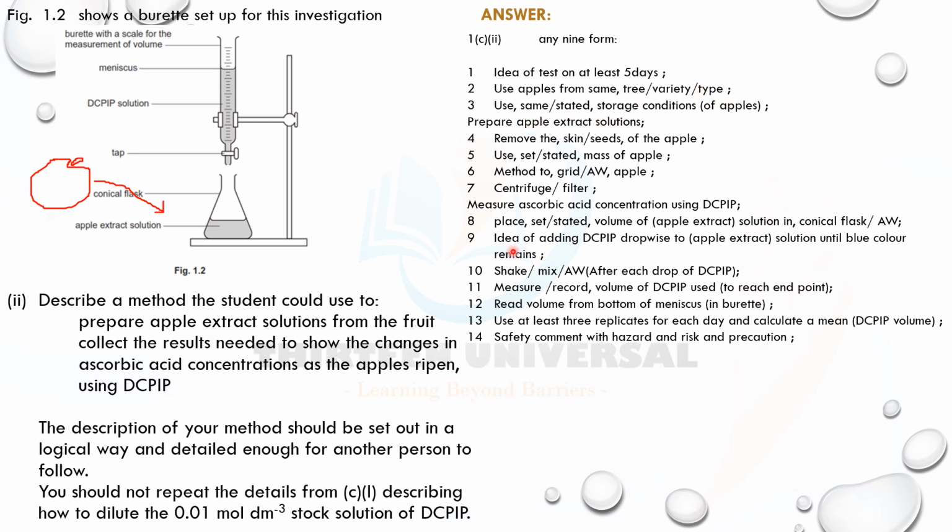But what you see, when you're writing this, you're writing it in essay form, in prose form, okay? Like, for example, apples are plucked from the tree and stored under the same condition, okay? On day one, an apple is taken to prepare the extract juice by removing the skin and the seeds, and it's ground, then filtered to produce the apple extract juice. Okay, a particular volume is put into a conical flask, and of course the DCPIP is run. You see, step by step, so that somebody can follow it, right?